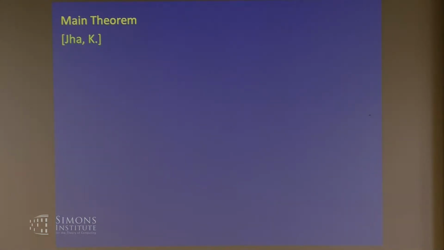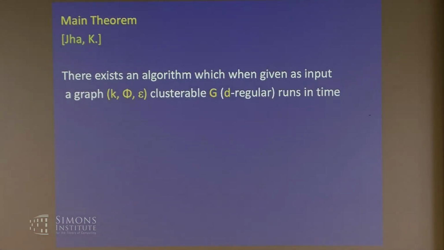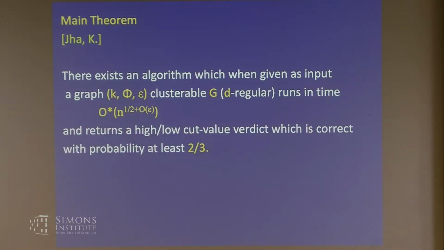Okay, so the main theorem that we show in the paper is the following: there is an algorithm which essentially does the job. If you give this algorithm as input a k-phi-epsilon clusterable graph, which I assume to be d-regular for simplicity, this algorithm has this funny runtime, n to the 1/2 plus some big O of epsilon, and it returns the correct high-low cut value verdict with good probability. All right. This O-star notation hides some poly k terms and some polylog n terms.